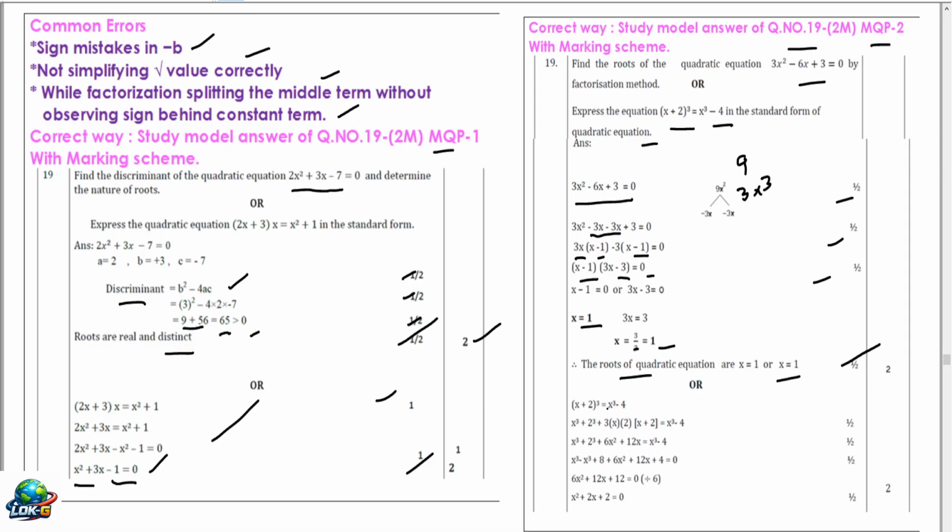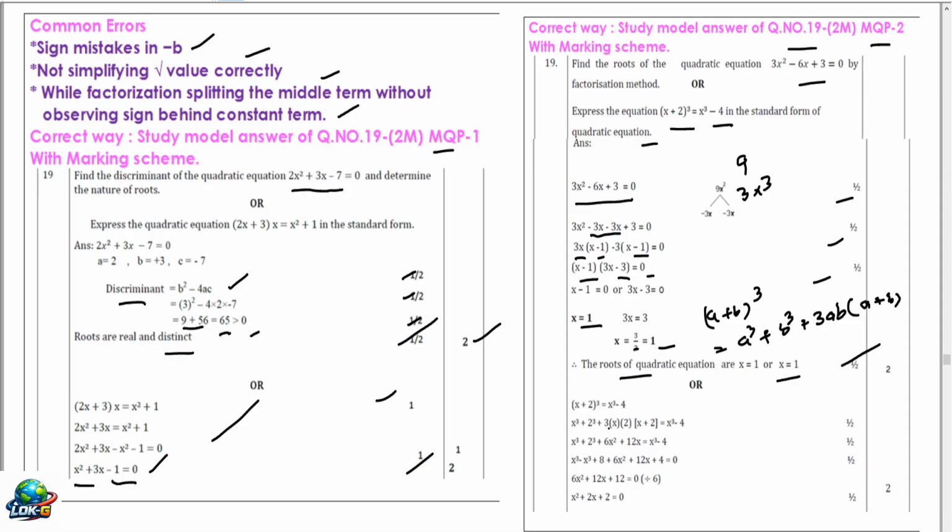Similarly, x plus 2 whole cube. What is a plus b whole cube formula? Recall, a plus b whole cube is a cube plus b cube plus 3ab into bracket a plus b. We'll apply it now. Here a is x: x cube plus 2 cube plus 3 into x into 2, into x plus 2, is equal to x cube minus 4.